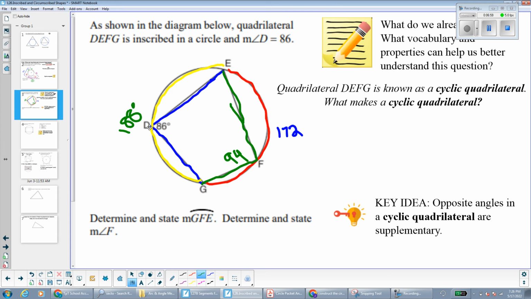So notice that this quadrilateral has a circle drawn around it, so it can be circumscribed so that it touches each vertex point. And notice that when we circumscribe the quadrilateral, when we draw a circle around it, the circle touches every single vertex of the quadrilateral. So that's why we call it a cyclic quadrilateral. That's what the definition of a cyclic quadrilateral is.